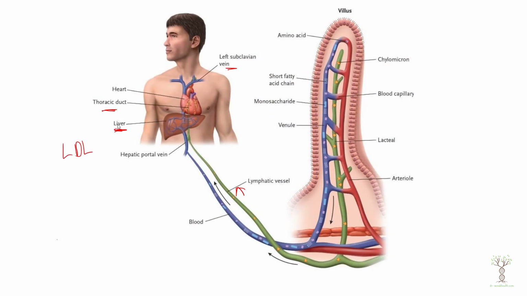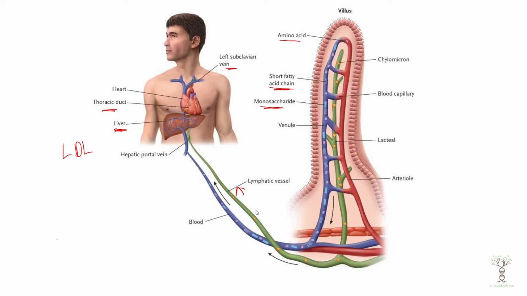Now, the other molecules that we talked about are going to go directly into the bloodstream. Amino acids, very small short-chain fatty acids, can actually also go into the bloodstream. Monosaccharides are sugars, okay, and so are nucleotides. They will go into the bloodstream.